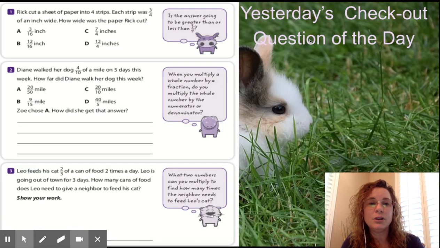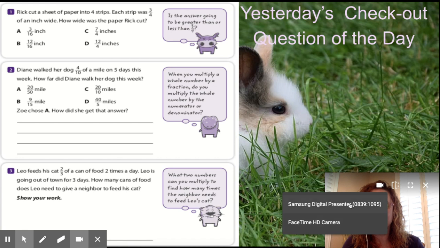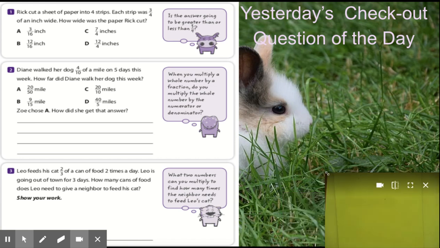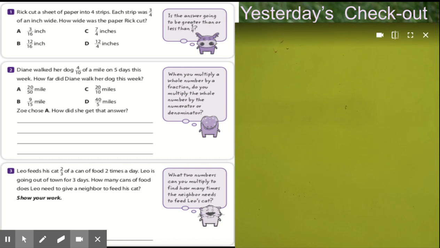So here we go with yesterday's question of the day. And I am going to switch this over so we can see our whiteboard. Now we're going to go over our questions. The little purple monster here says, is the answer going to be greater than or less than 3/4? So you have question number 1.